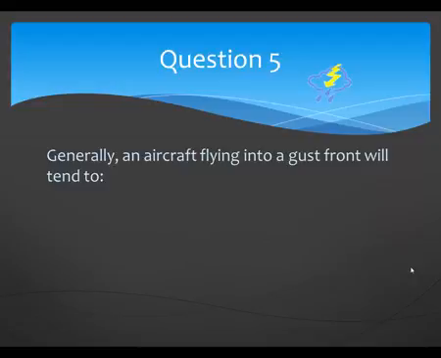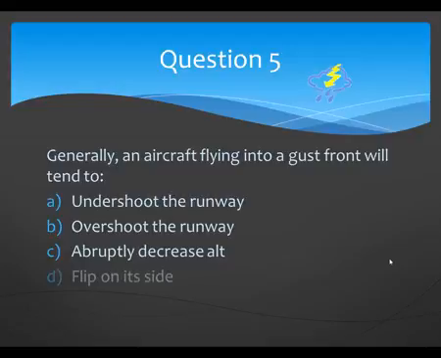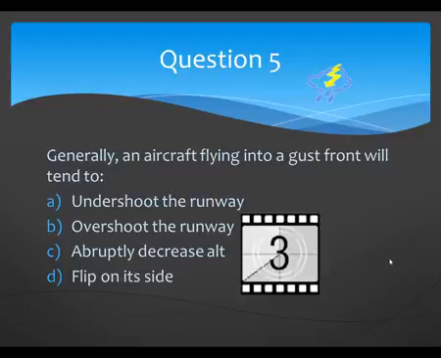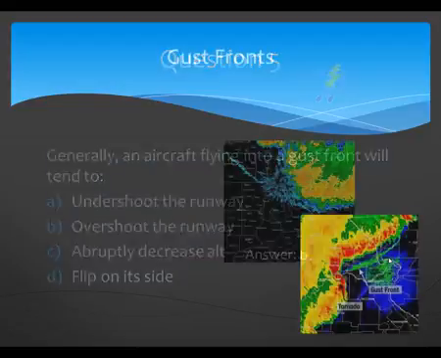Generally, and here's question 5, generally an aircraft flying into a gust front will tend to A. undershoot the runway, B. overshoot the runway, C. abruptly decrease altitude, or D. flip on its side. And the answer is B. It'll tend to overshoot the runway.